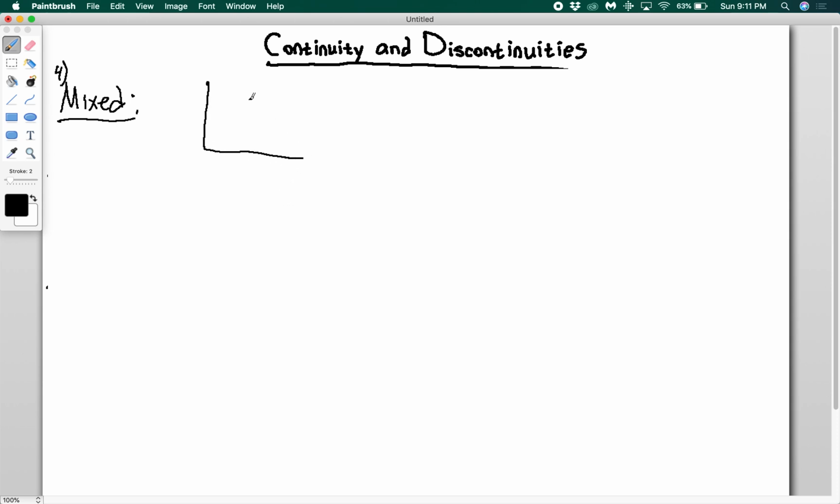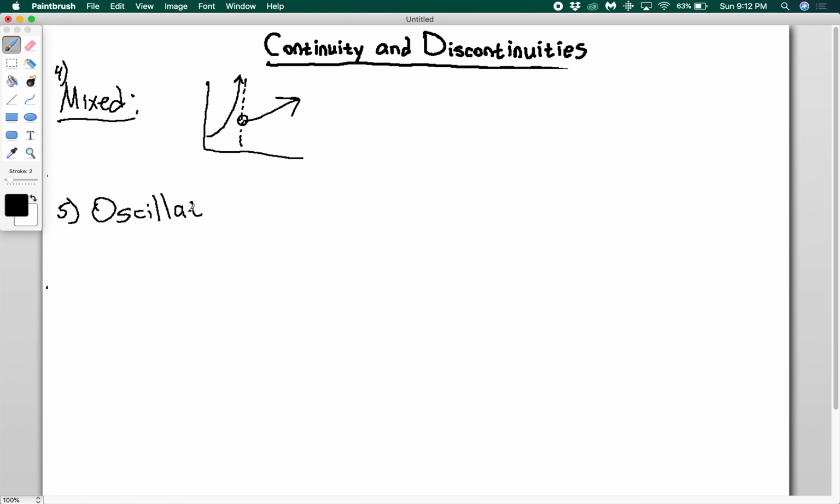So if I have something that looks like this, where from the left maybe it goes to infinity, and from the right I have a hole at this asymptote, and then it just goes like this, or it just goes like this or something. This would be a mixed discontinuity, because it's got both a hole and an infinite. Another discontinuity you can have is an oscillating discontinuity.